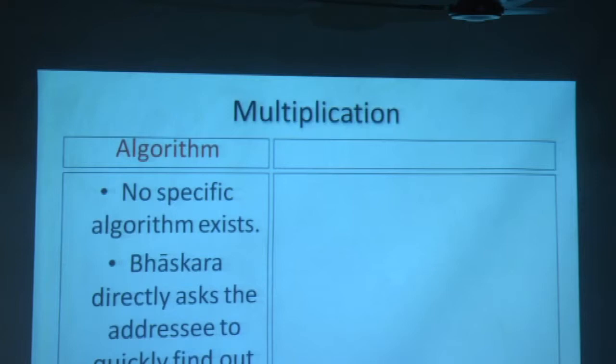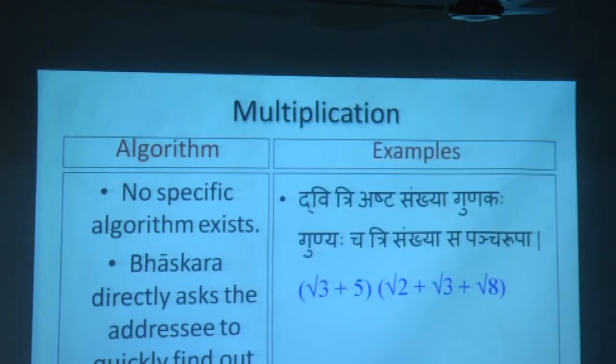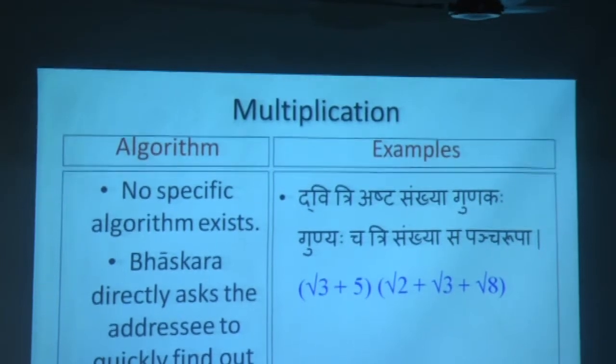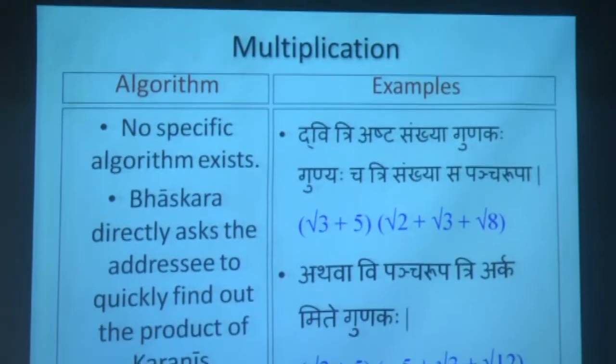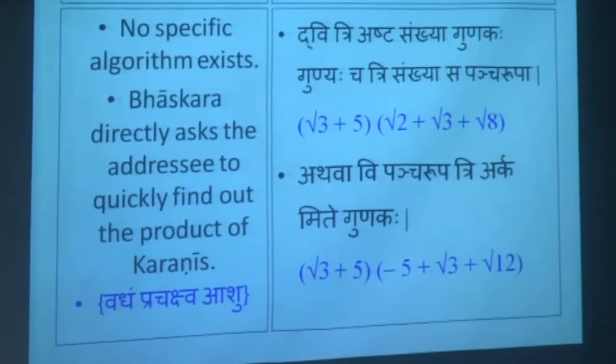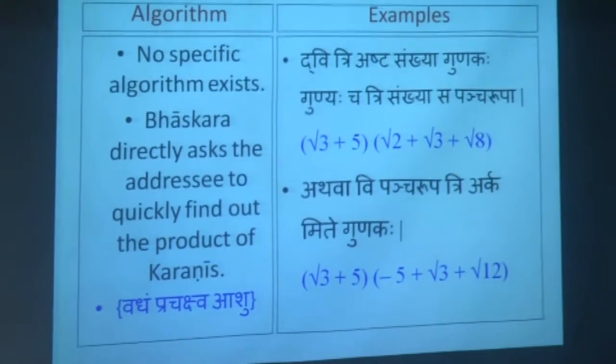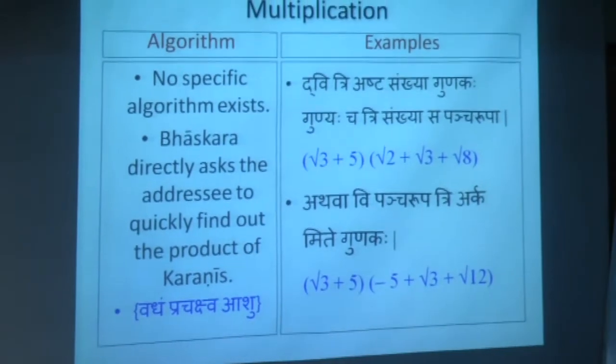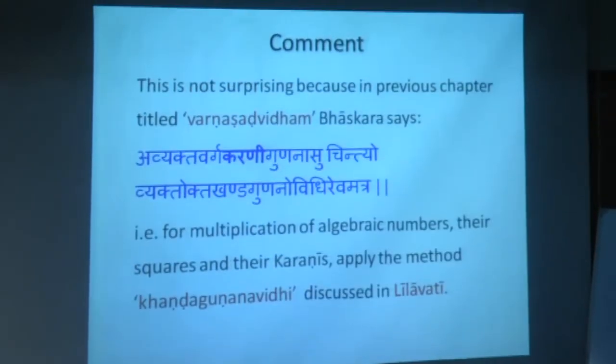For multiplication, no specific algorithm is given. Only examples are there, such as root 3 plus root 5, with the multiplier being a number of the form 3 and root 5. The second example has the multiplier as root 5 and 3 Arka. The multiplicand is the same, and the multiplier is changing in both cases. Minus 5 is one multiplier, and Arka is 12.